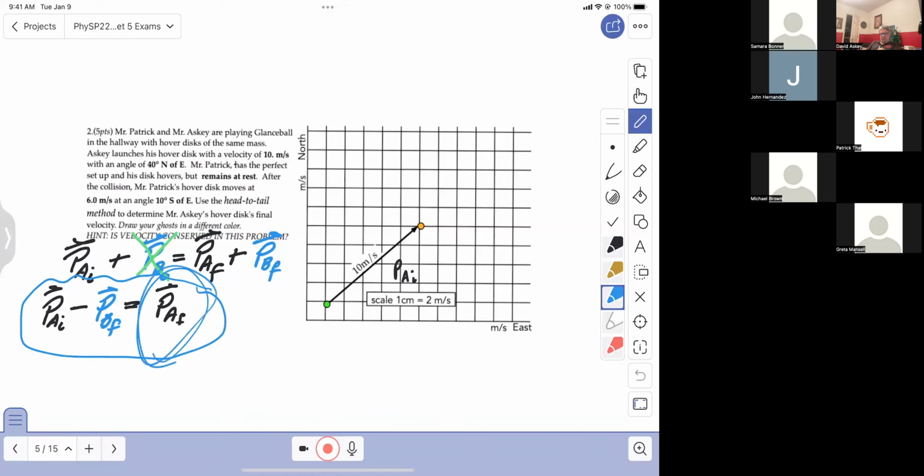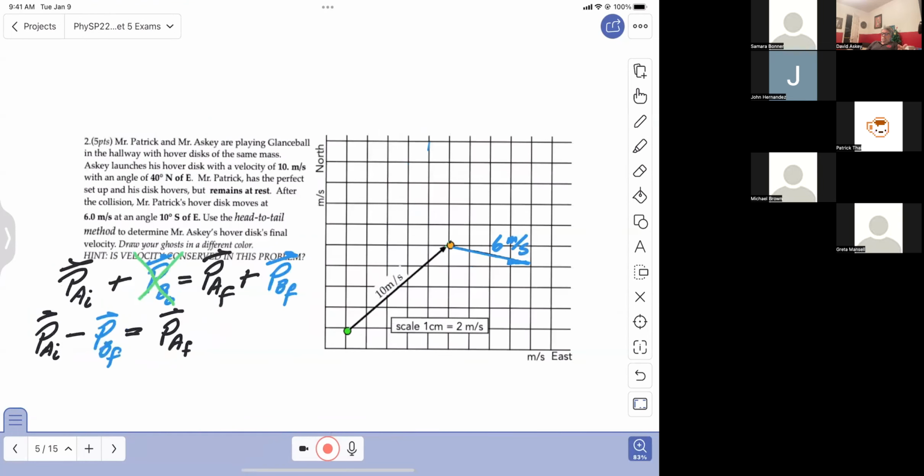I'm trying to solve for the final momentum, or in that case really velocity, because I don't know the masses, it doesn't matter. I'm going to find the final velocity of my disk. So I have to know what direction it's going, and how fast it's going. Okay, step number 2.